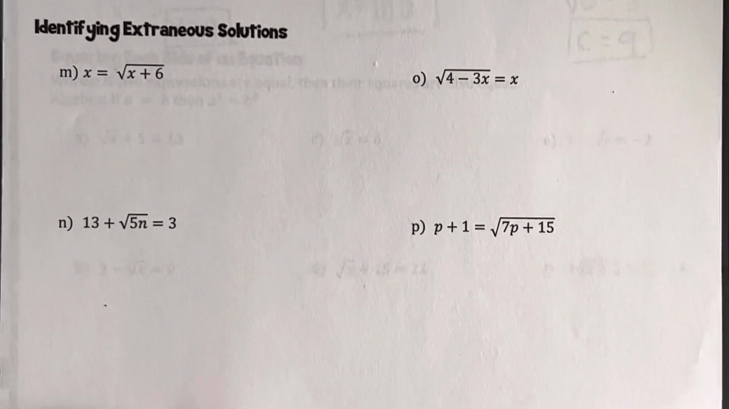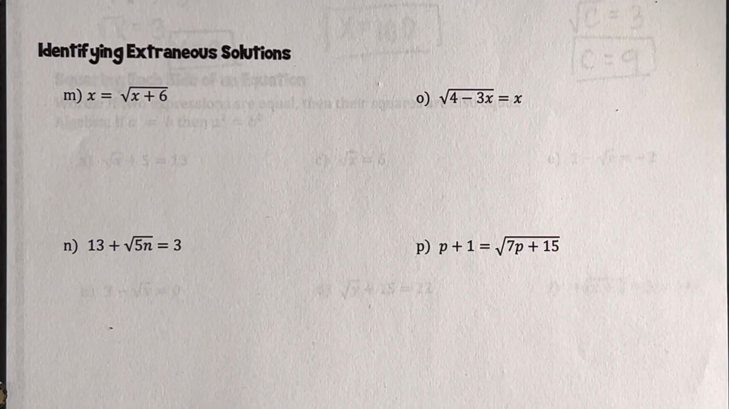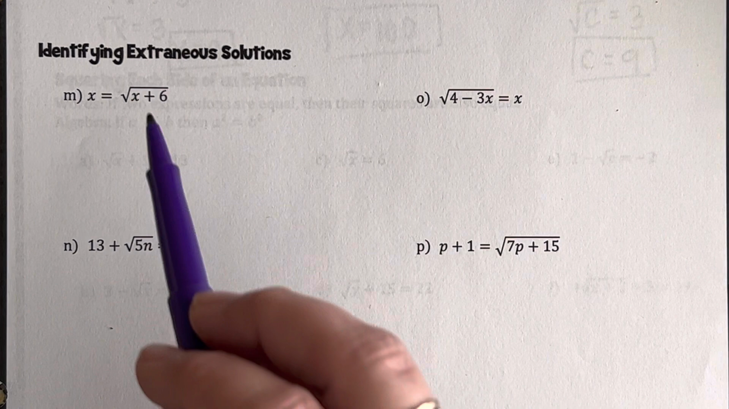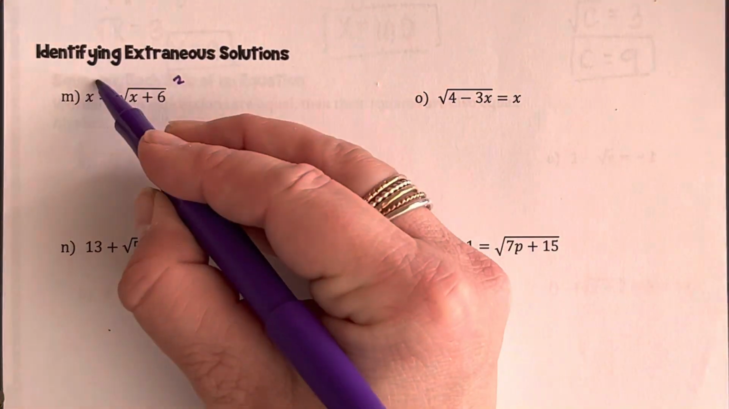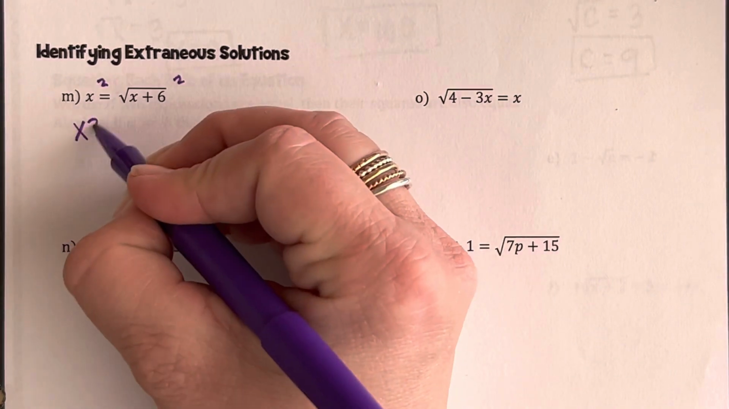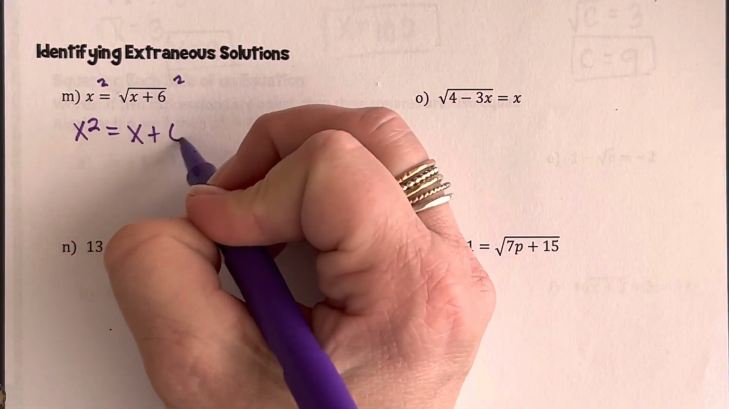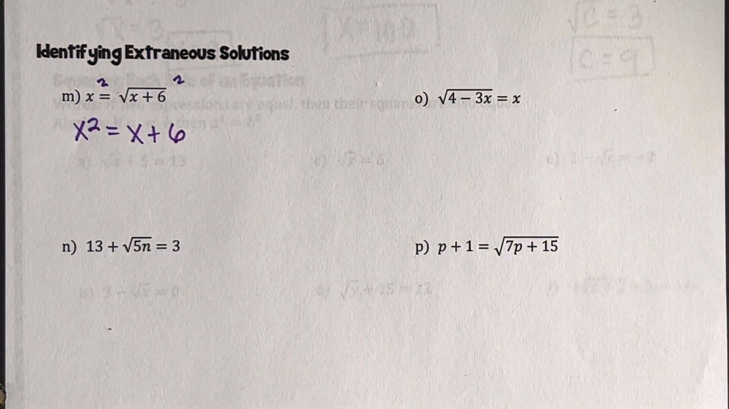Okay, so the last thing we have to talk about are what are called extraneous solutions. So I'm going to show you one, and then we'll talk about what it means. Okay, so on this one, this is isolated. So I'm going to square both sides. So now I have x squared equals x plus 6. Okay, that's all fine and dandy, right? So we know how to solve this.